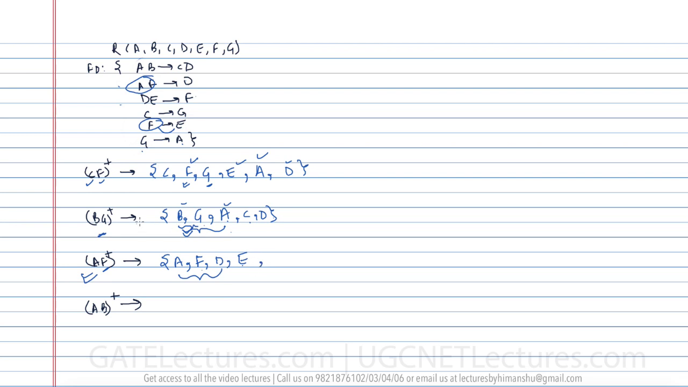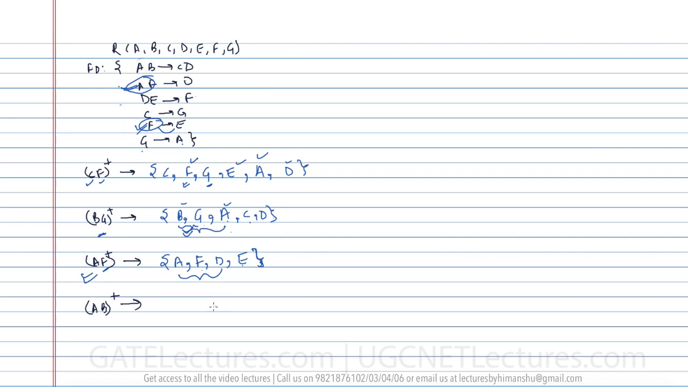Now after this, check if there's anything which is made up of any combination of these four attributes only. Check this one. So already include this one, already include this one, and for other attributes there's no functional dependency whose left hand side is only made up of a combination of these. Therefore if we take AF closure, that means we can get A, F, D and E.